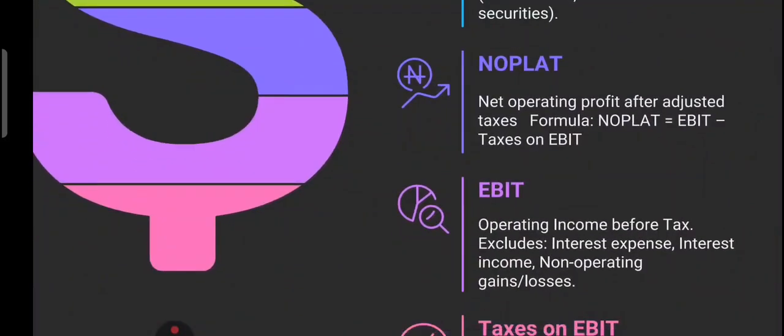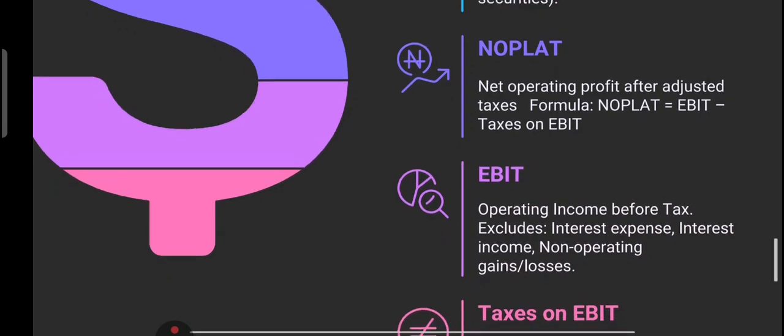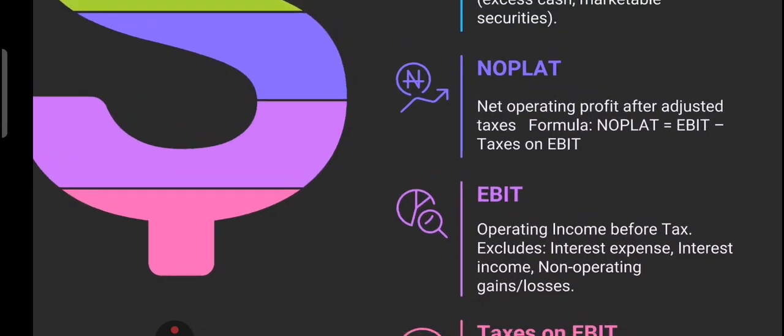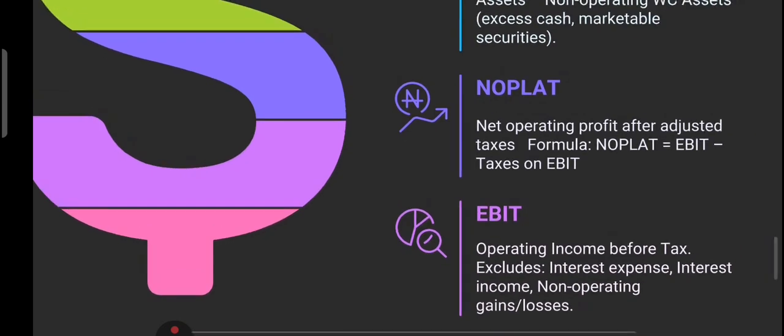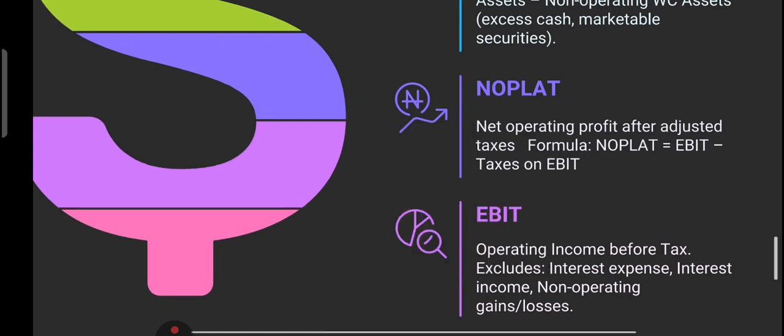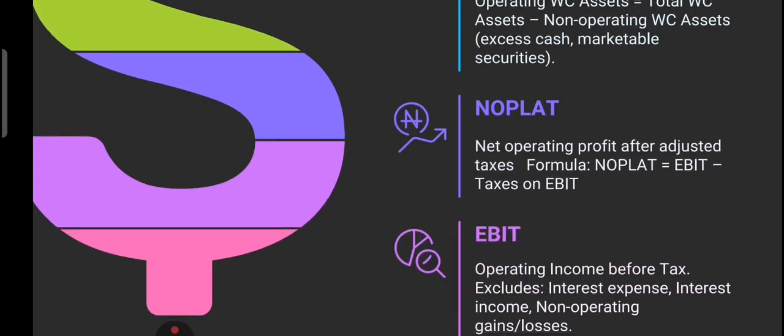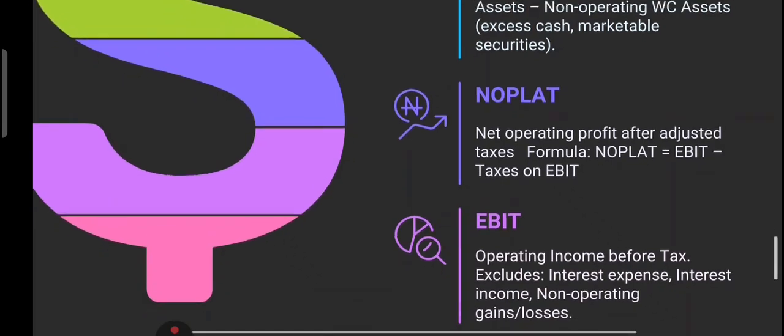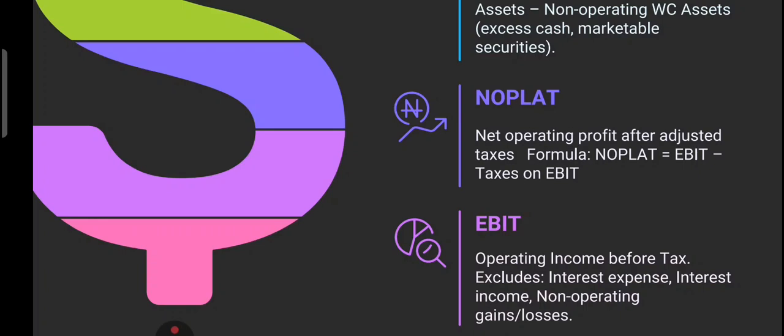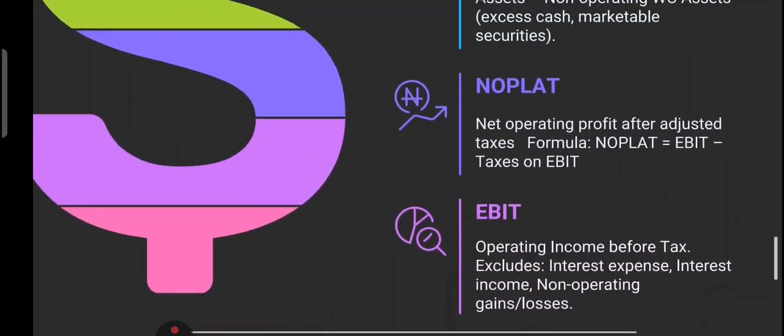Then we have NOPLAT, net operating profit less adjusted tax. Fancy name but simple idea. It is the actual profit the company made from running the business after paying the normal tax. So after doing business and paying tax, how much real money is left? That is called NOPLAT. The formula is quite simple: EBIT, earnings before interest and tax, minus tax on EBIT. That is called NOPLAT, net operating profit less adjusted tax.